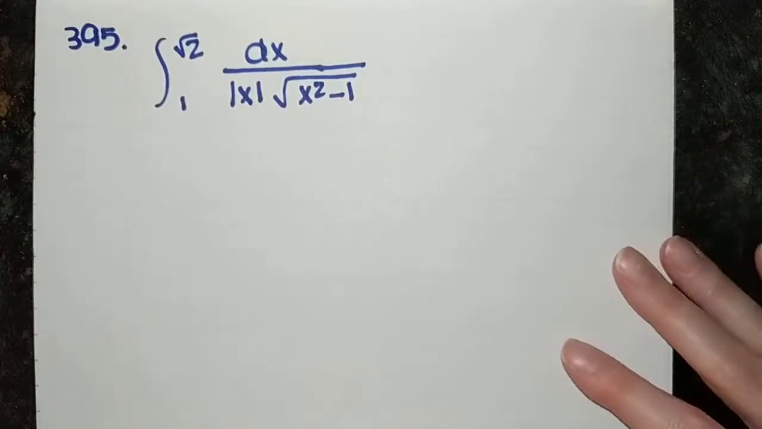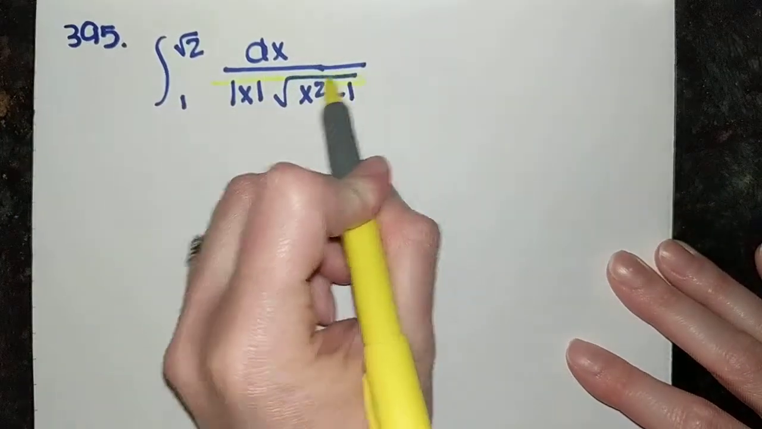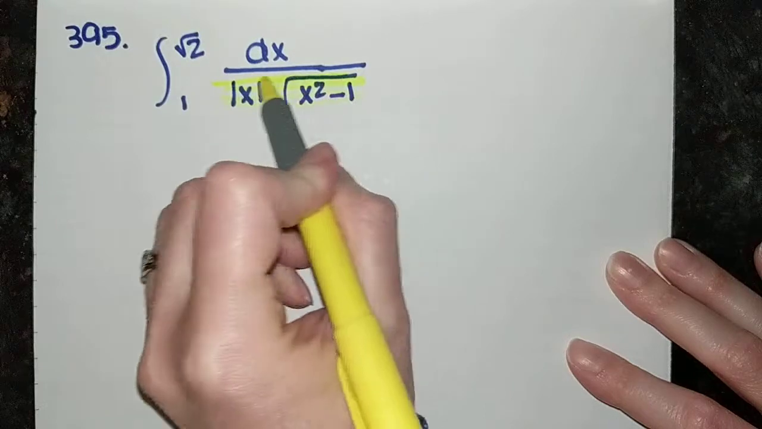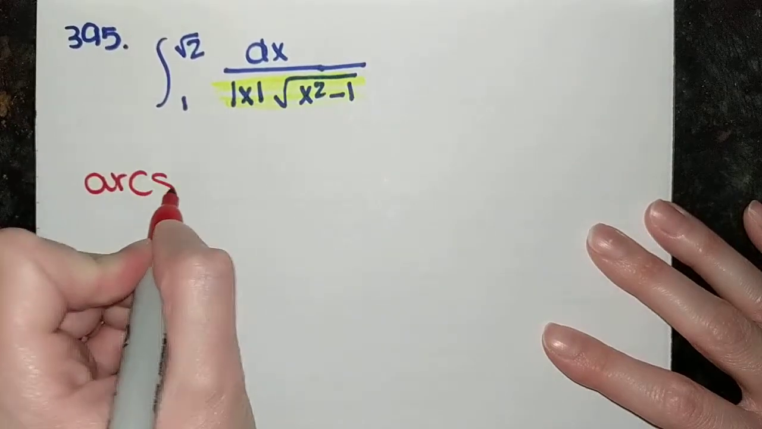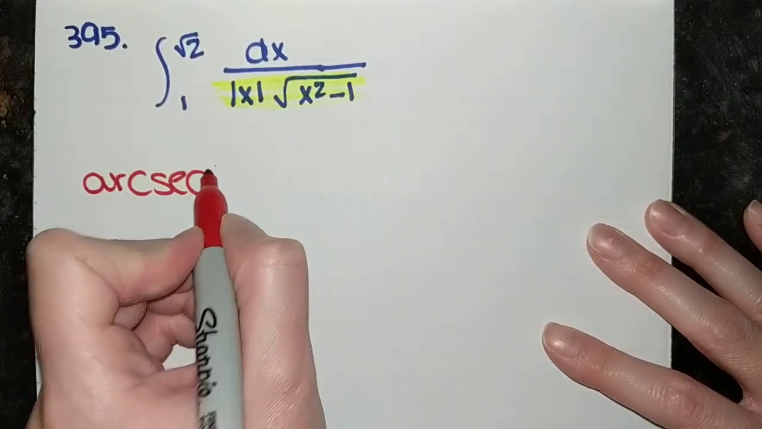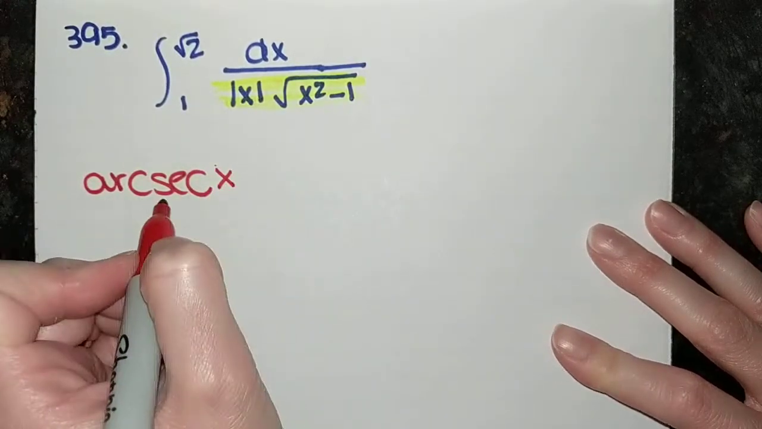So for this question, again, you look at this denominator, and this denominator looks deceptively the same as one of our trig derivatives, specifically the arcsecant trig derivative. And so you kind of see that and you say, okay, well, that really looks like an arcsecant derivative.